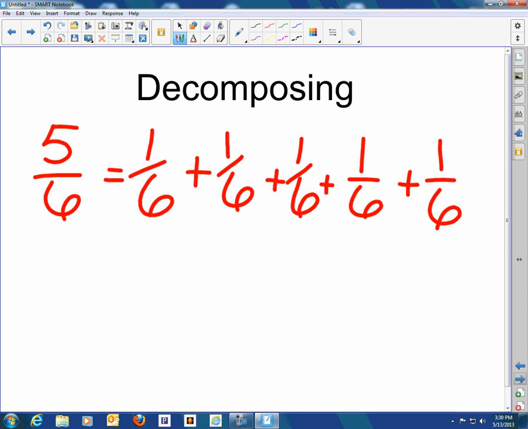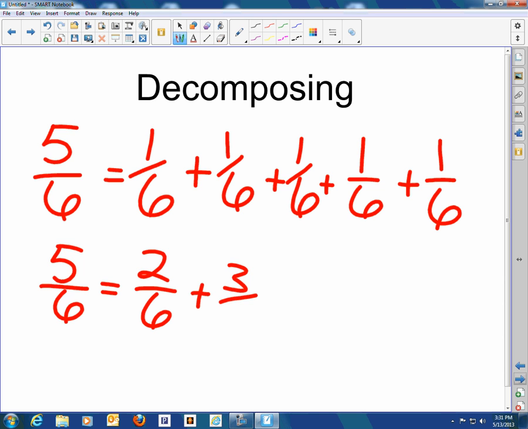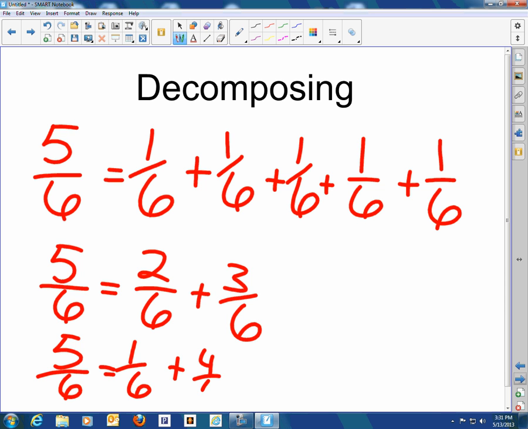We can break down or decompose our fraction in several other ways as well. One of the ways I could decompose 5/6 is to take 2/6 plus 3/6, and that equals 5/6. I could also decompose and say 5/6 equals 1/6 plus 4/6. These are several ways that I can decompose or break down the fraction 5/6.